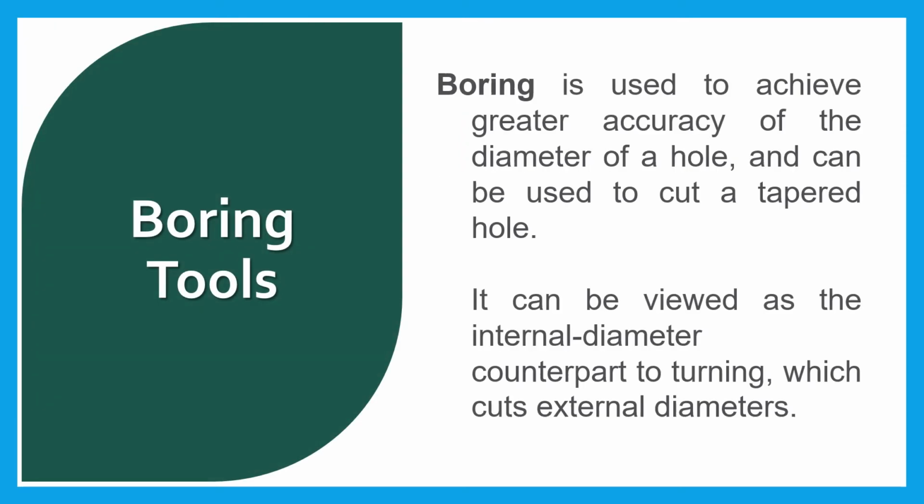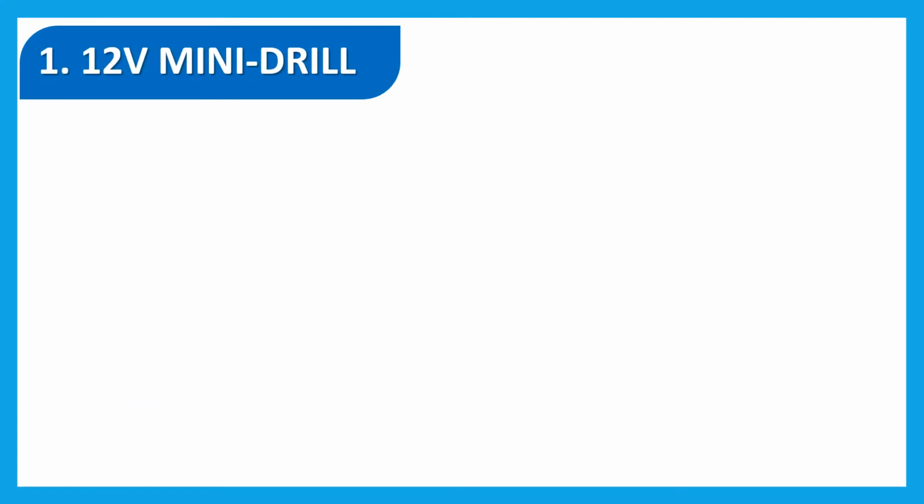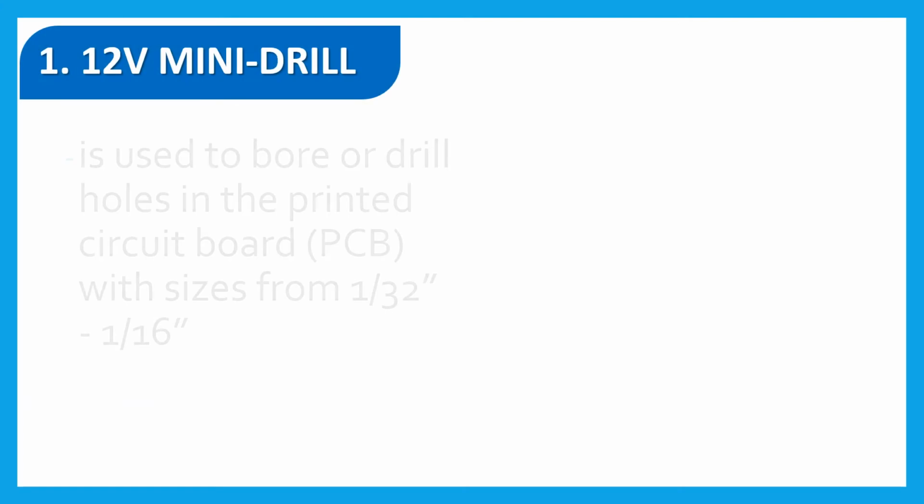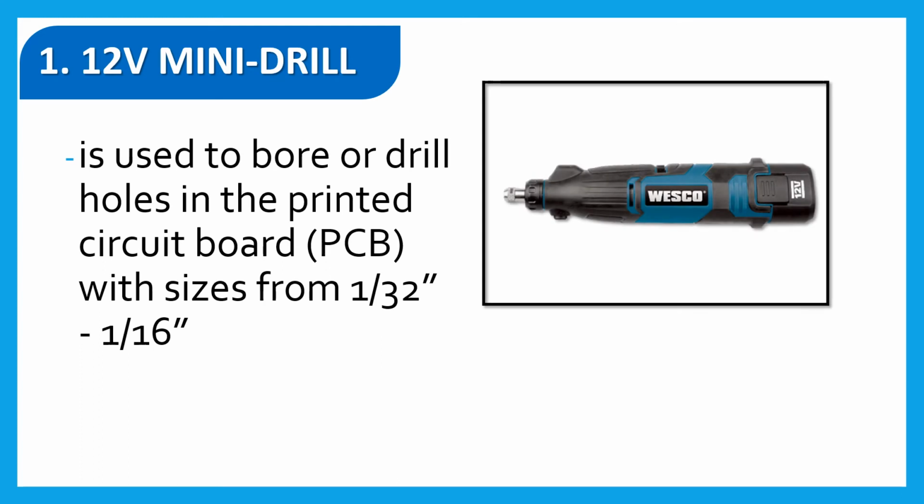Boring tools. Boring is used to achieve greater accuracy of the diameter of a hole and can be used to cut a tapered hole. It can be viewed as the internal diameter counterpart to turning, which cuts external diameters. Example, 12-volt mini drill. It is used to bore or drill holes in the printed circuit board or PCB with sizes from 1/32 inch to 1/16 inch.